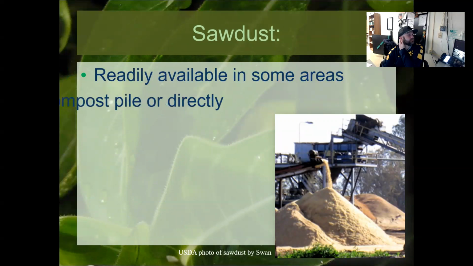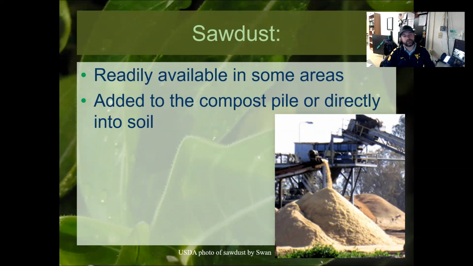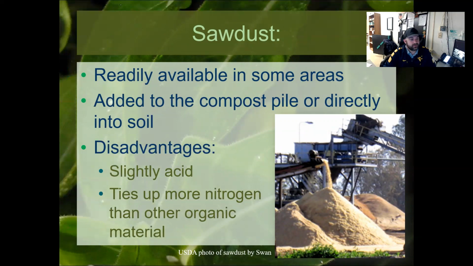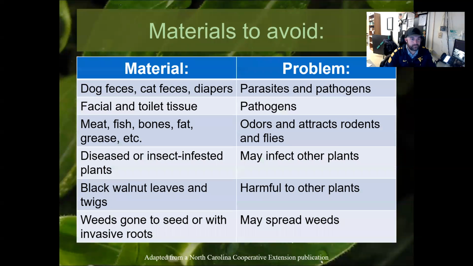Sawdust, readily available in some areas, added to the compost pile or directly into soil. The disadvantages though here are it can be slightly acidic depending on the type of sawdust you're using, and ties up more nitrogen than other organic materials.